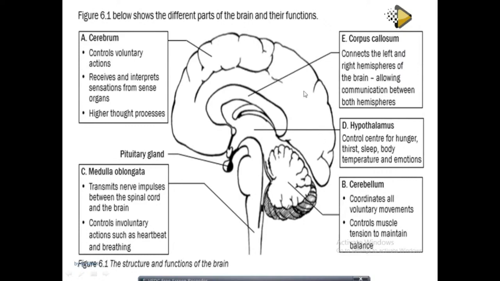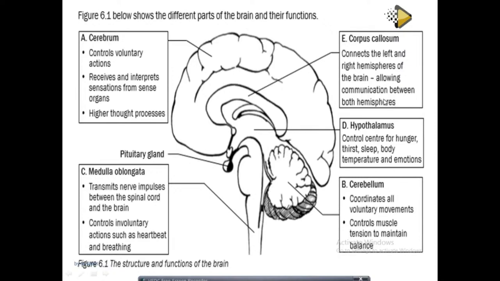Then number two, we have corpus callosum. The brain is divided into two, the left and the right hemisphere, and the left hemisphere controls the right part of the body, and then the right hemisphere controls the left part of the body. So these two parts are supposed to communicate, but how do they communicate? They communicate using this bundle of fibers, which we call corpus callosum. So it allows communication between the two hemispheres, the left and the right hemisphere.